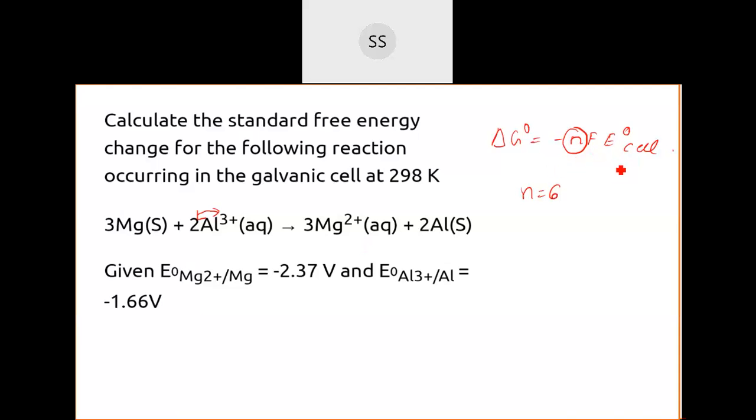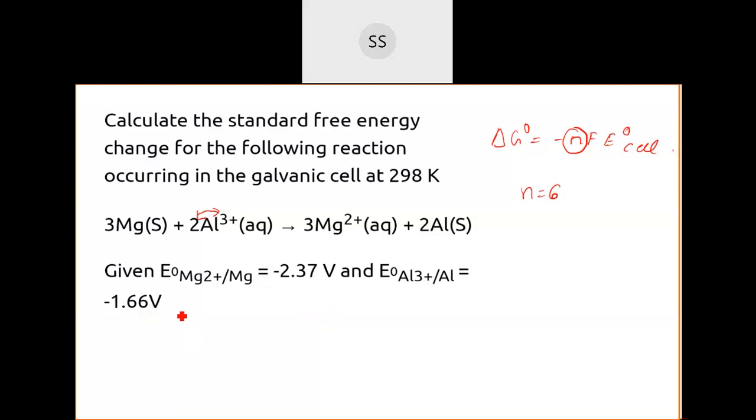Now E naught cell. How to calculate the E naught cell? Which value do you have to take first, aluminium or magnesium? Very good, aluminium has to come first. Why? Because always the positive ones are written first, then the negative one. But now here both are negative. So if both are negative, the one which is less negative will come first.